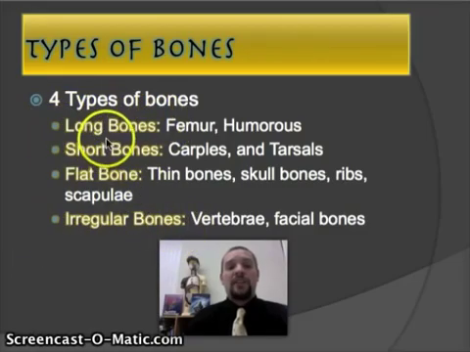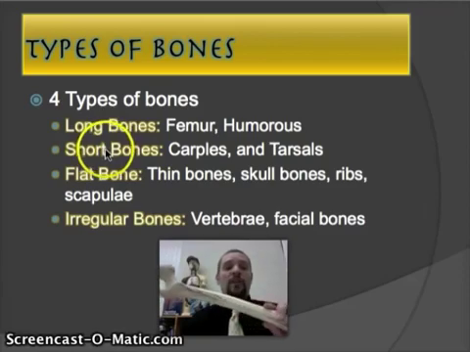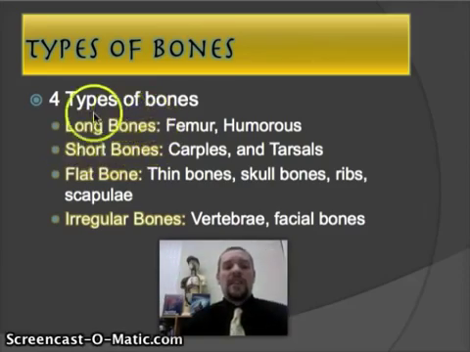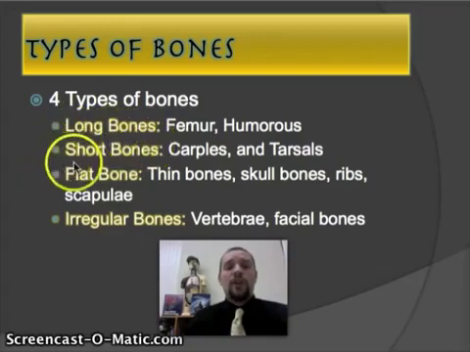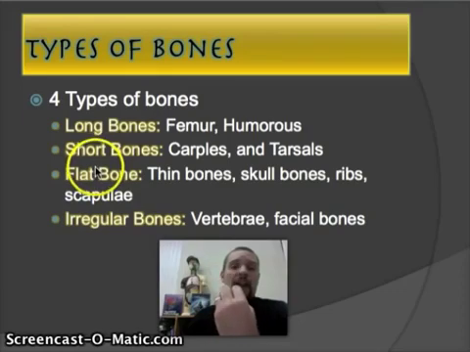Long bones are going to be the very long ones that look kind of like this, like your femur or your humerus, but they're very long, so that's why I classified them as long bones. Short bones are going to be the bones in your hands and in your feet. They're very short. You have many bones that make up your hand.